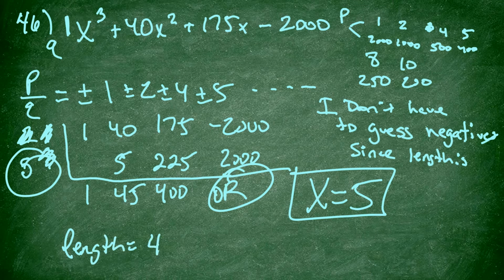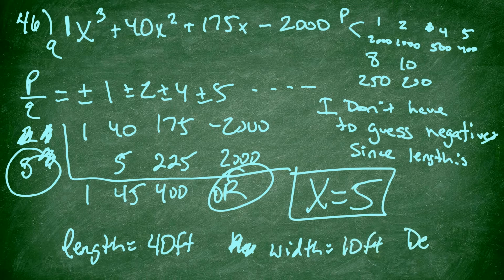Length equals 5 plus 35, which is 40 feet. My width equals 5 plus 5, which is 10 feet. And my depth equals 5 feet. And then we're done.